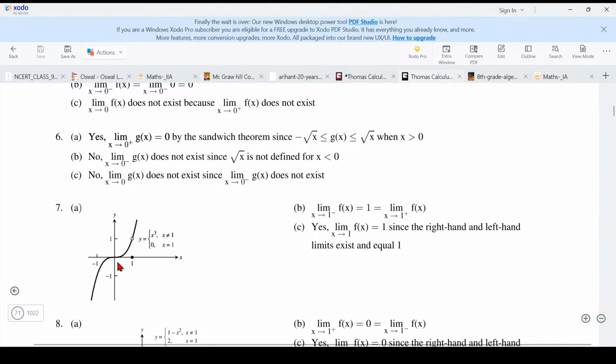But does the limit exist at x equals 1 then? When x is tending to 1, does the limit exist? Because from the left hand side you are approaching 1, and from the right hand side you are approaching 1, the limit is 1. It exists because we are not concerned about the value of the function. Limit is all about what value you are approaching. This one particular value doesn't matter.